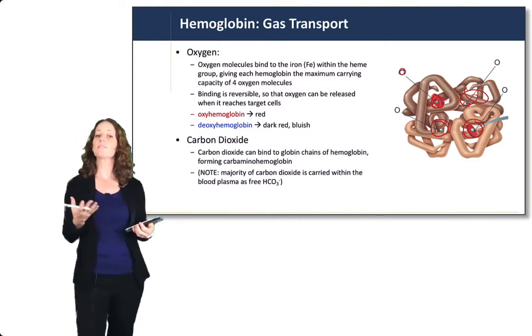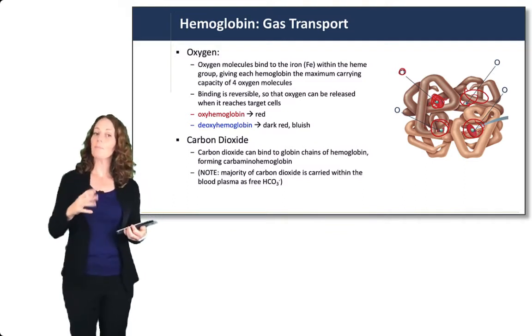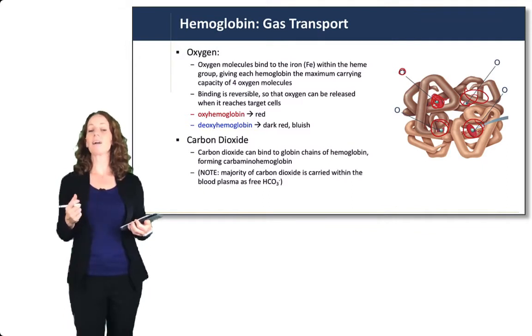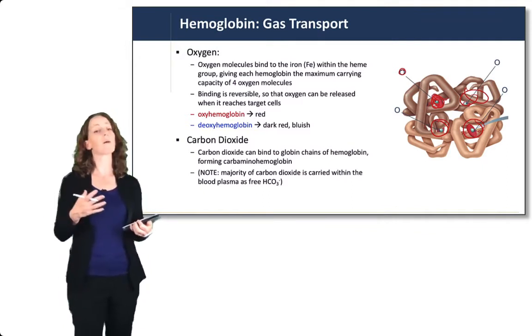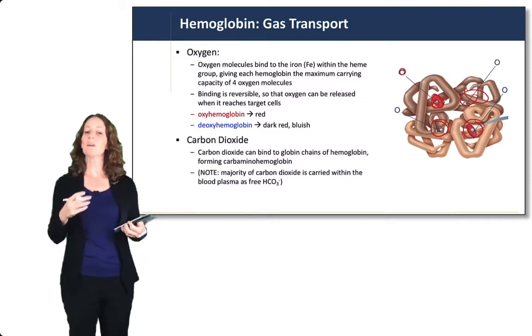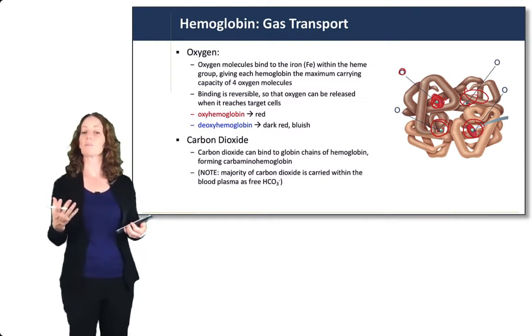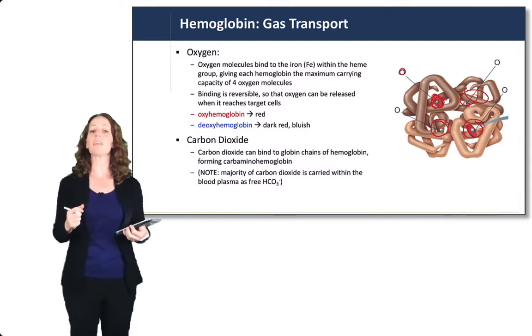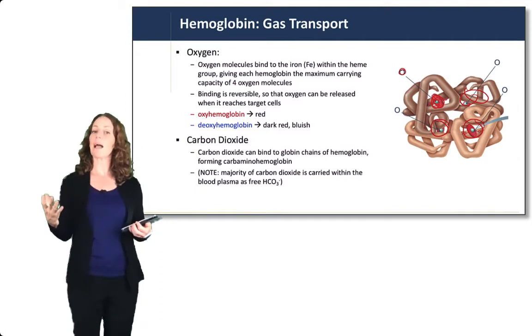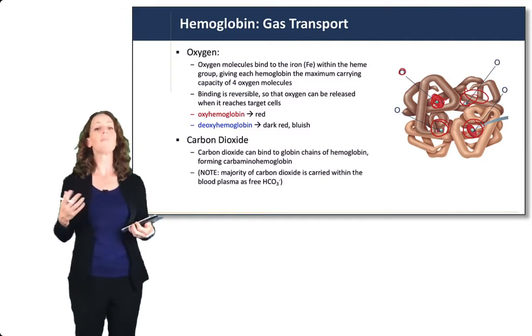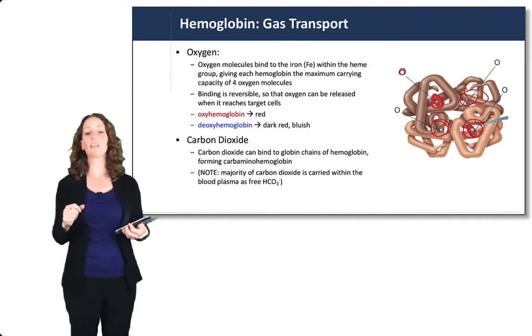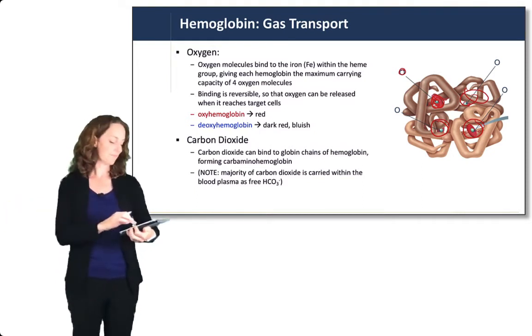Hemoglobin can also bind carbon dioxide. It's not the primary way in which carbon dioxide is carried, but it can bind to carbon dioxide, and we'll talk about that importance when we talk about the Bohr and Haldane effects. Carbon dioxide doesn't bind to the iron groups or the heme groups. It binds to the globin chains at a separate site on the hemoglobin. When carbon dioxide binds to hemoglobin, it's called carbaminohemoglobin. And again, the majority of carbon dioxide is not carried on hemoglobin, it's carried within the plasma. We'll talk about that in the next lecture.